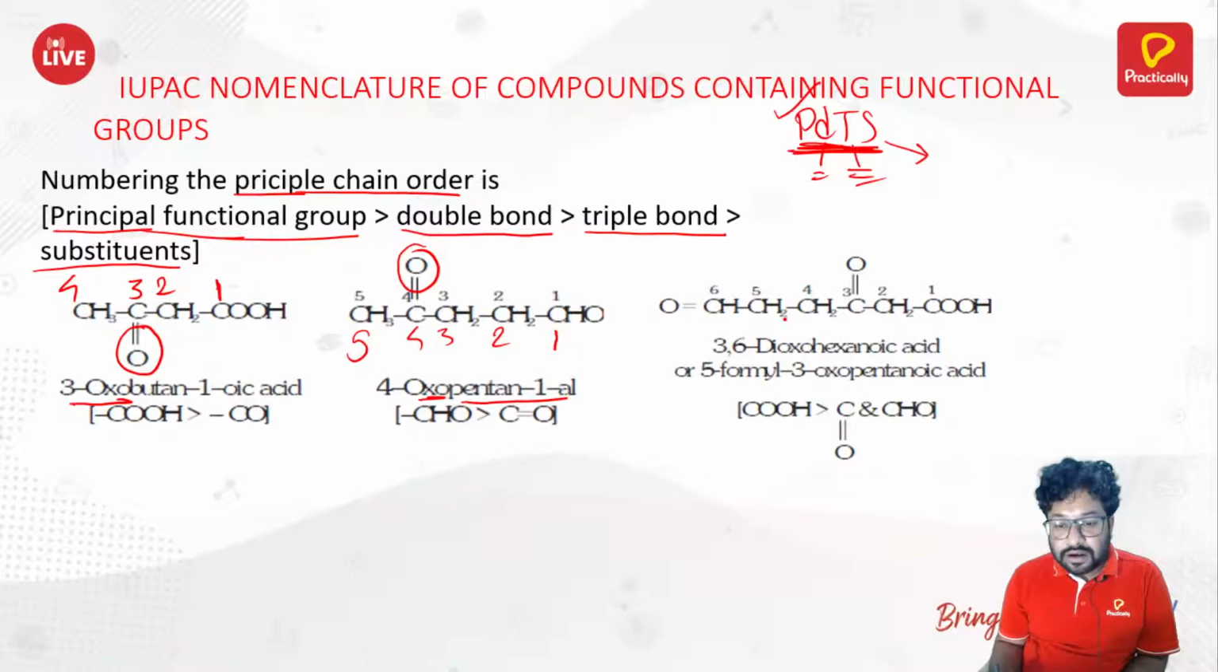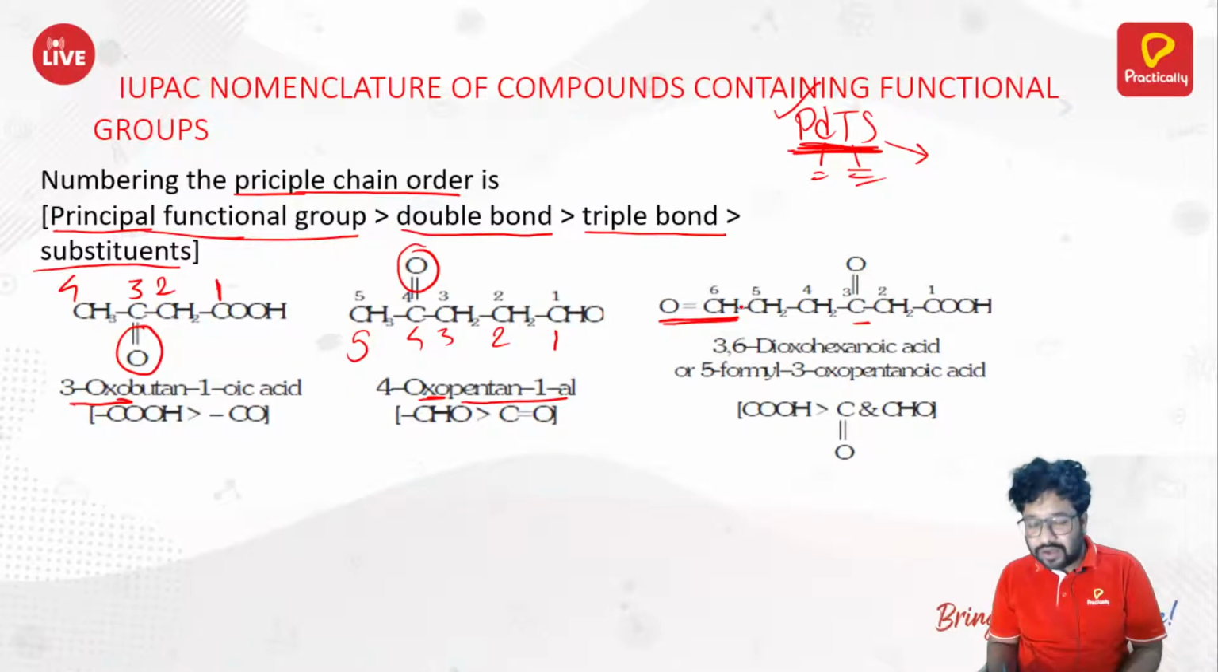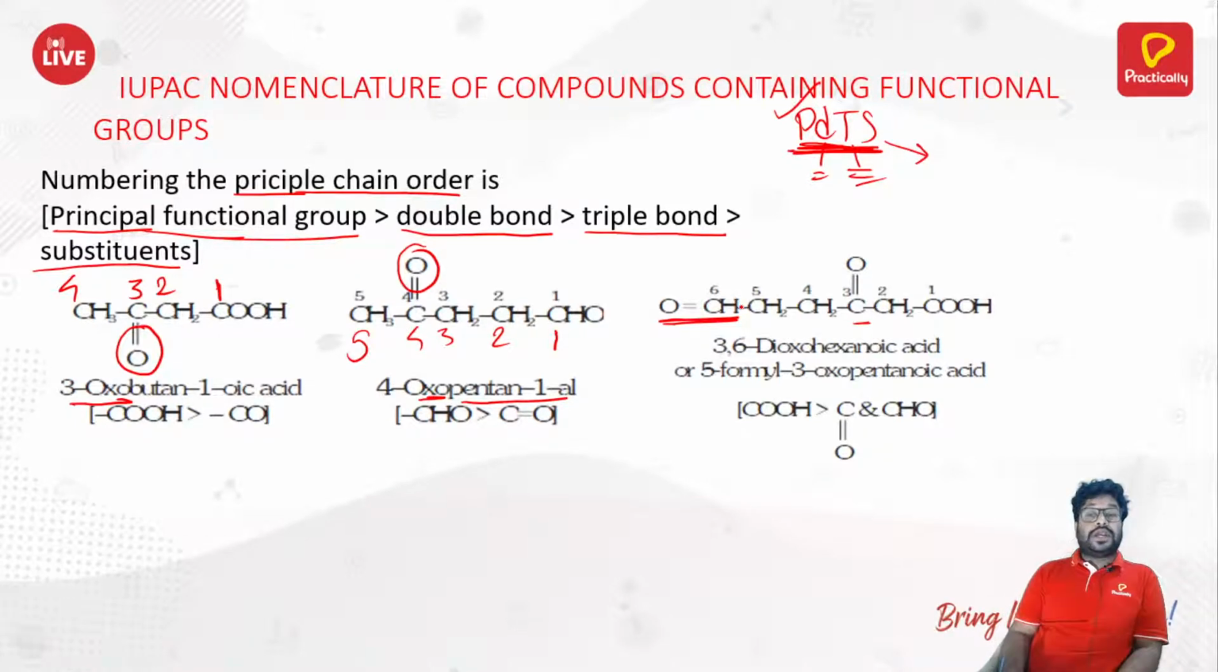Look at here. Here again, COOH is the main functional group. So you start counting from there only. 1, 2, 3. Okay. Then you have a ketonic group here. And lastly, you have what? Aldehyde group here. Now that's okay. You got an aldehyde group also. You got a ketonic group also.